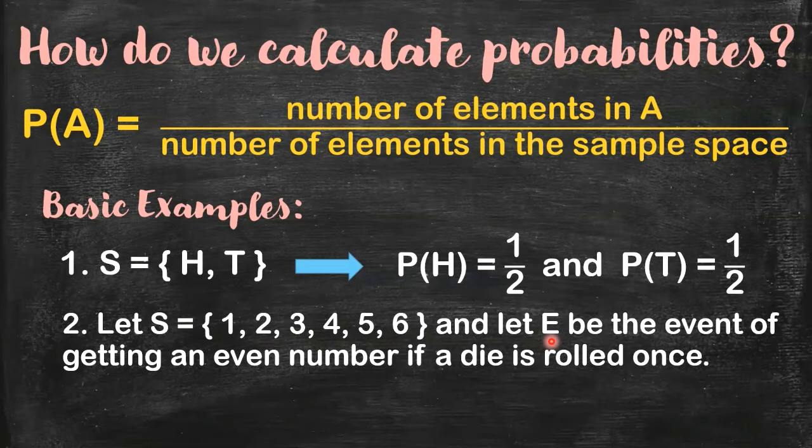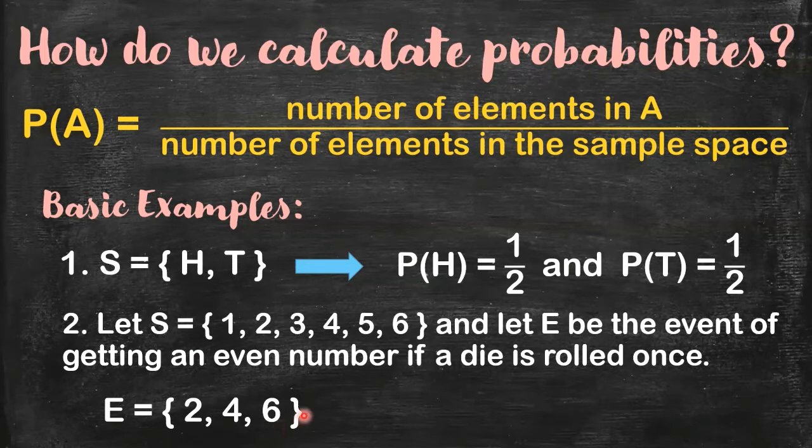So, if you recall, what is an even number? It is divisible by 2, or you just skip count by 2s. Okay? So, the event E contains these elements: 2, 4, 6.